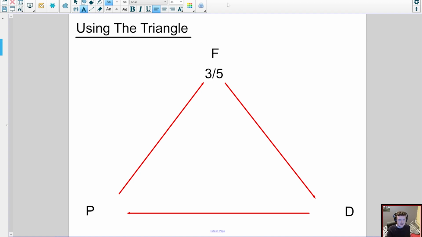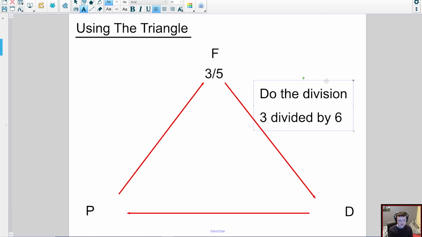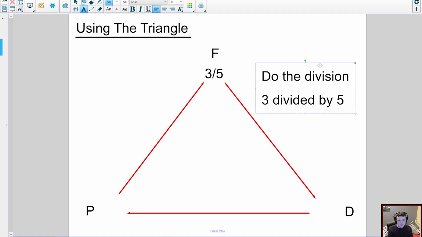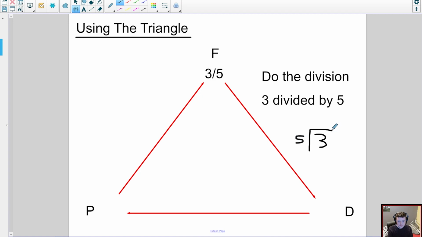So let's take the fraction 3/5 as an example. Well, if I want to make it into a decimal, what I need to do is do the division. I need to do 3 divided by 5. So in this case, it's 3 divided by 5. And so if I do 3 divided by 5, I'm going to get 3 here, 5 here. This is my bus stop method. Other methods are available. Please use the one that you feel more comfortable with.